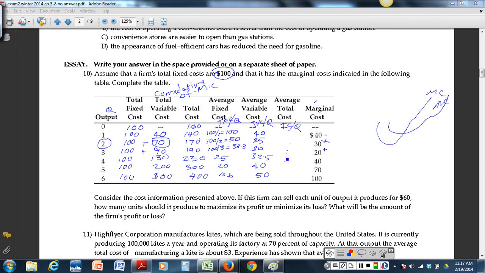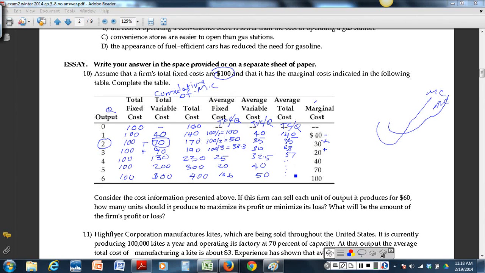So now, well, let's just do the total cost too. So initially it's $100. When I produce 1 unit, my total cost is 140. So average total cost for 1 unit is 140. So that would be just exactly 140. Then it would go down to 85. Then it would go down to 63. Then it will go down to 57, and so on and so forth.